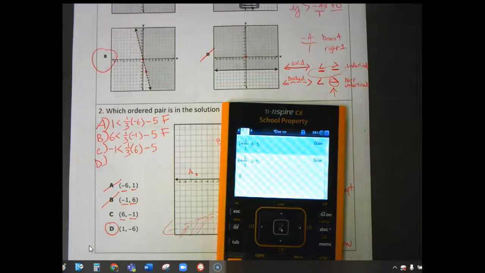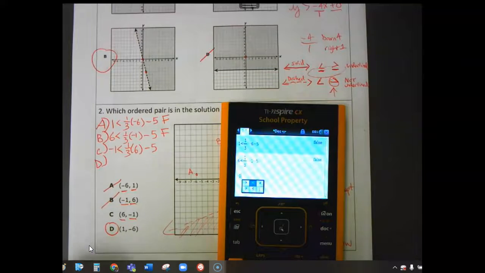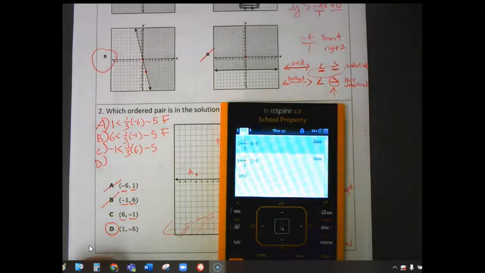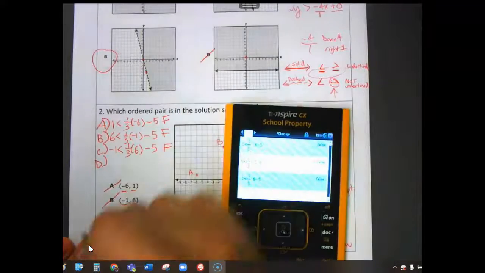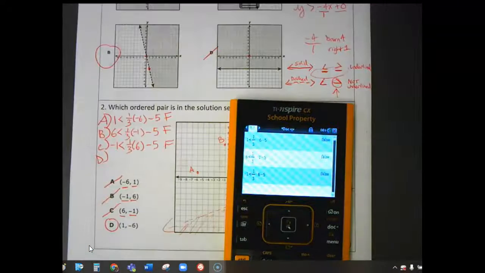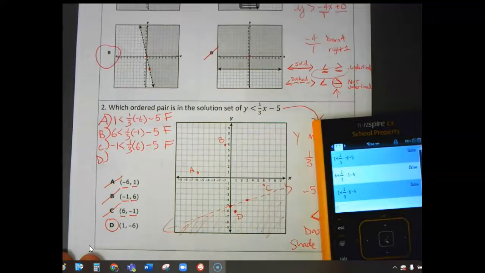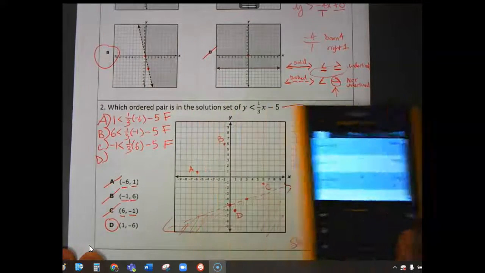Negative sign 1, control equals, less than sign, 1, control divide 3, go to the right, parentheses 6, parentheses, minus sign 5. Hit enter, it's another false. Okay, doesn't work out. We know the answer is D already from doing it this way, but let's see what happens when I write it and type it in.